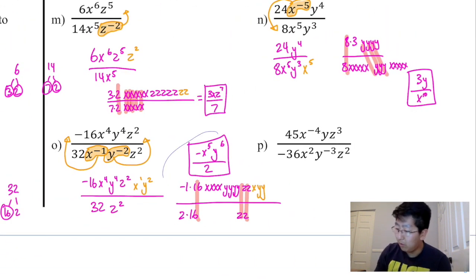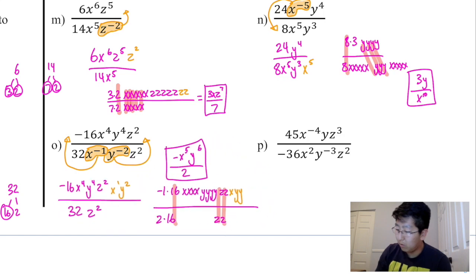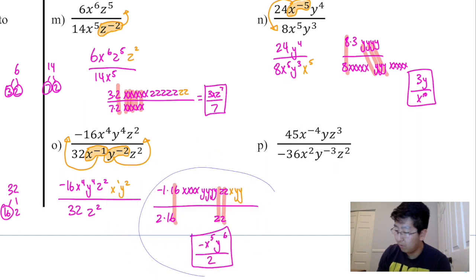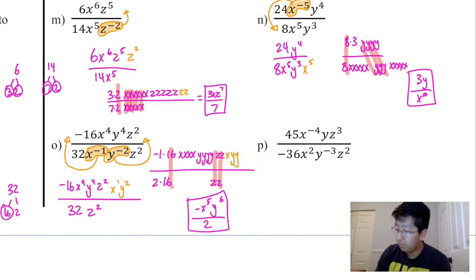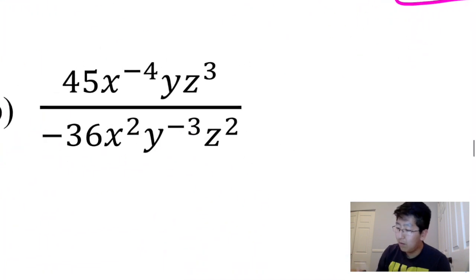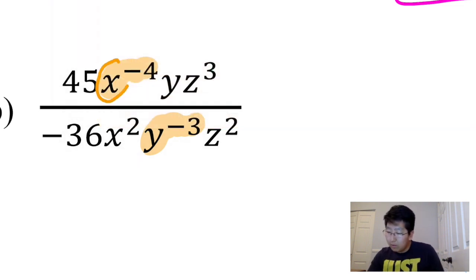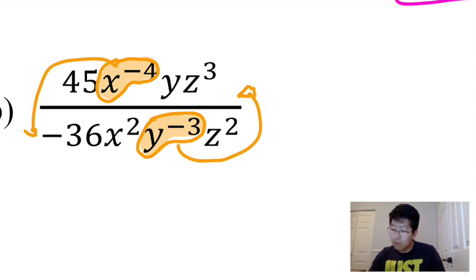And last but not least, we have one more example. Let me just move this over so it's not in the way. All right, let's do it. Let's find our negative exponents. We have x to the negative fourth and y to the negative third. Those two will move up and down. They're going to kind of switch spots if you think of it like that. Okay, so this is going to come up and this is going to come down.